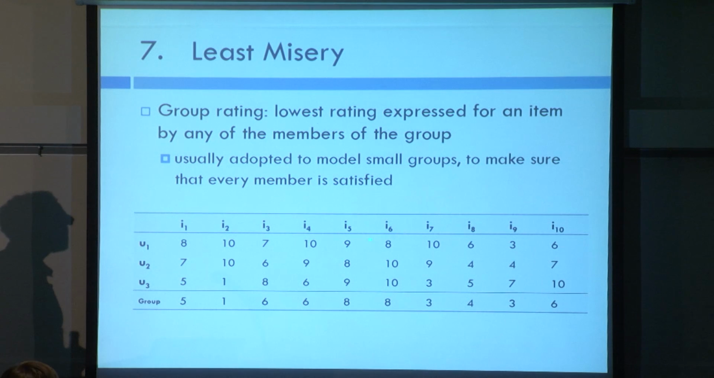We said that the rating that would be assigned to the group is the lowest rating given by any of the members. So in this case, the group rating would be 8. And I hope you can see that if the group gets recommended an item with such a high predicted rating, it means that surely everyone would be satisfied with this choice, right?